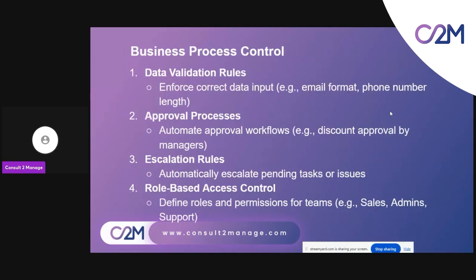So when we talk about business process control, we have data validation rules to enforce correct data input, approval processes to automate approval workflows, escalation rules to automatically escalate pending tasks or issues, and then role based access control, which defines roles and permissions for teams.